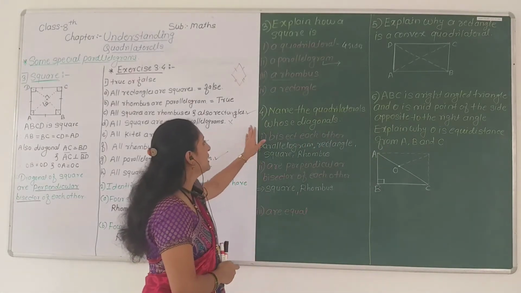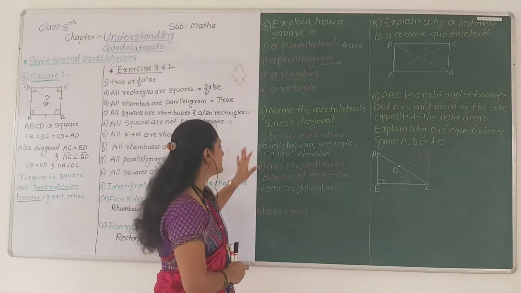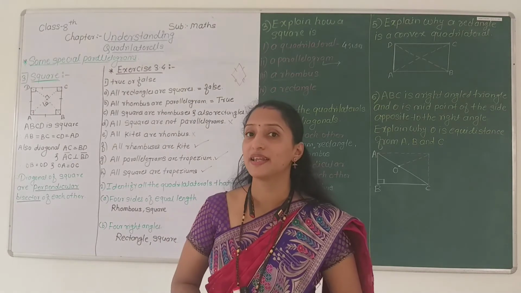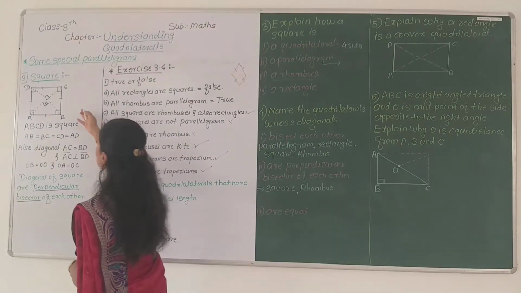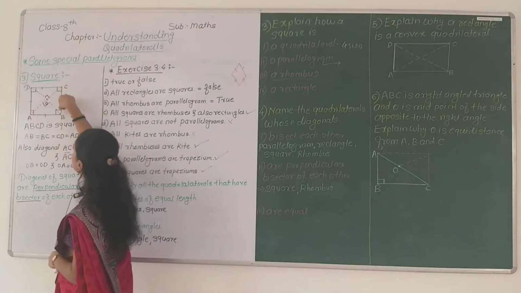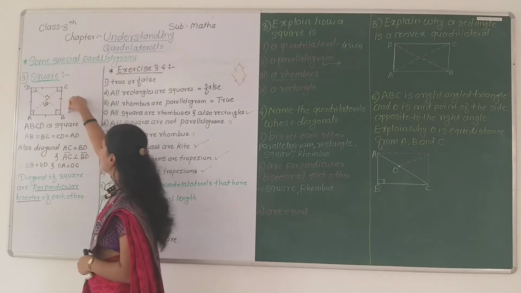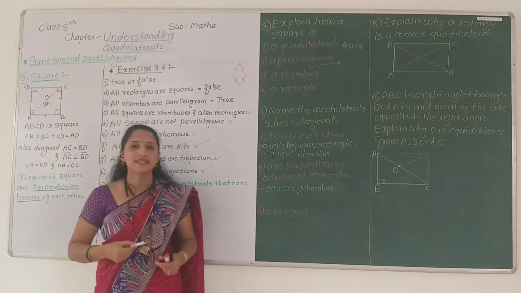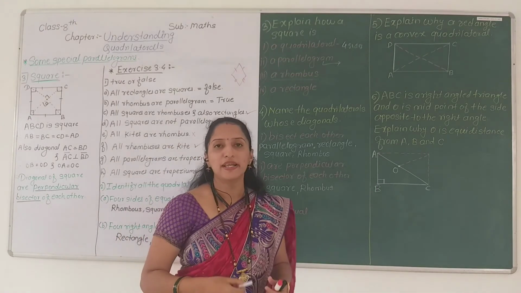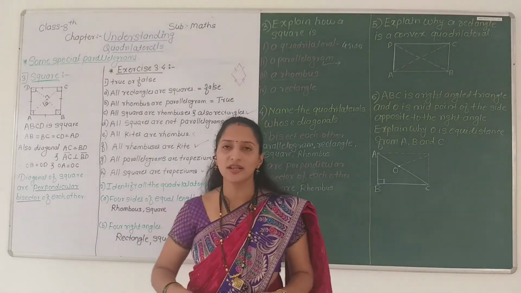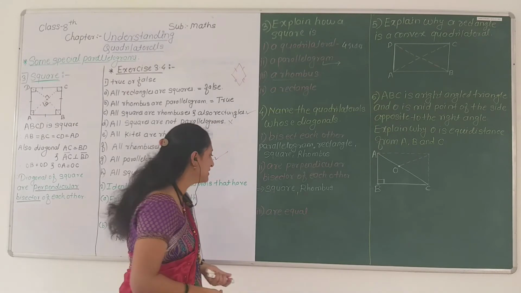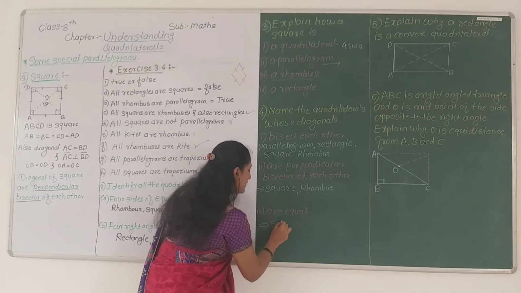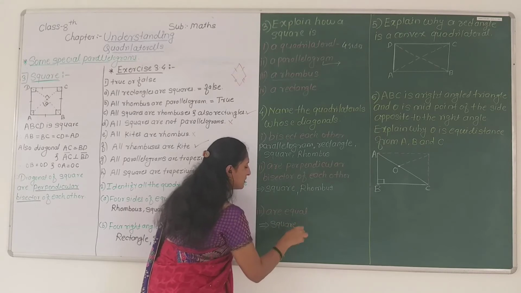Last one, name the quadrilaterals whose diagonals are equal. Now look at this square. In square ABCD, AC and BD are diagonals and they are of equal length. AC is equal to BD. So we can write here square. Diagonals of square are of equal length.